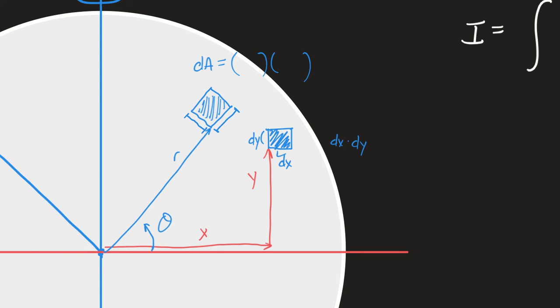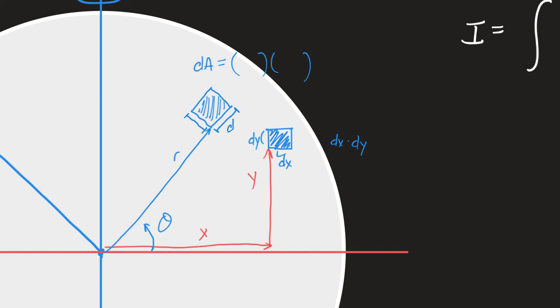So dr means a little bit more in the r direction. Does that make sense to all of you? That's what I think I would use too. It's a little bit more in the r direction. And that's how long that side is going to be.